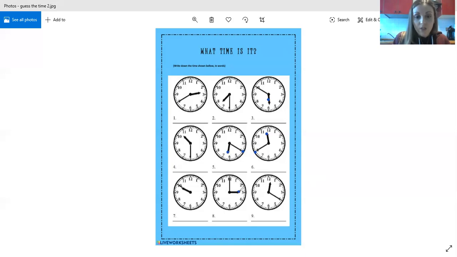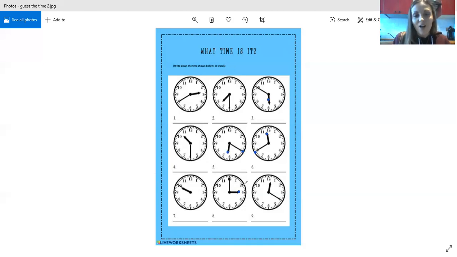Okay, on the 8th picture, we see the shorthand on 3 and the longhand on 12. So I think this is very easy and I want you to say it. I will wait. Okay, so it is 3 o'clock.